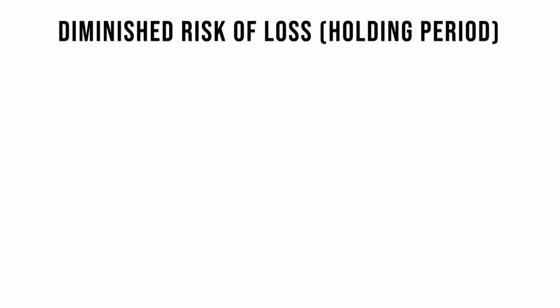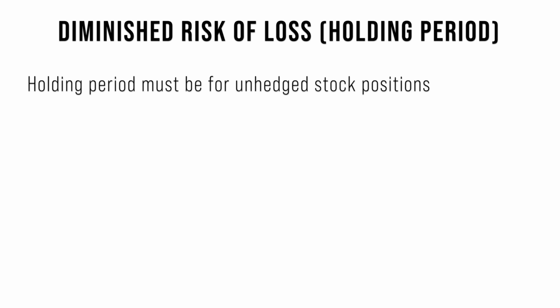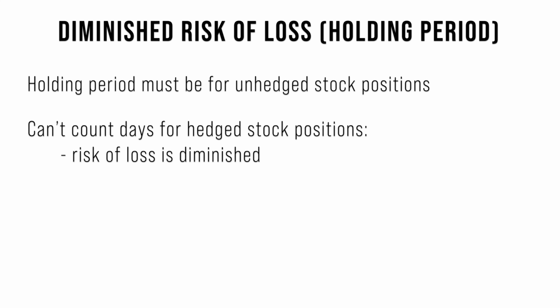The other issue that you must grapple with when calculating your holding period is the diminished risk of loss. The IRS says that the day count for the holding period must be for unhedged stock positions. This means that you should not own any covered calls, options, or puts for the dividend stock. In case you do, the risk of loss is diminished, and you may not count those days.